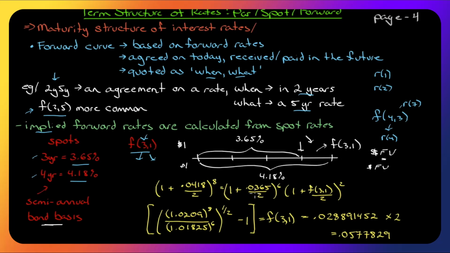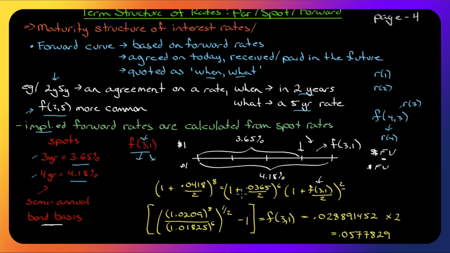1 plus 0.0365 divided by 2 to the power of 6. 3 years, semi-annual, that's 6. Plus 1 plus, there's the forward rate. This is what we want to solve for, divided by 2 because it's semi-annual, squared. And just simplify. Well, this term over here in brackets is 1.0209 to the power of 8.